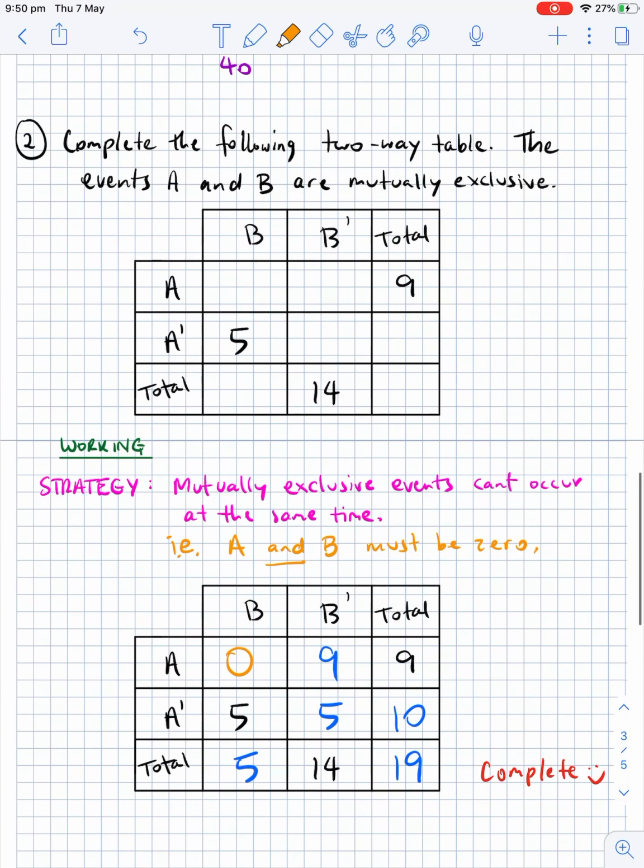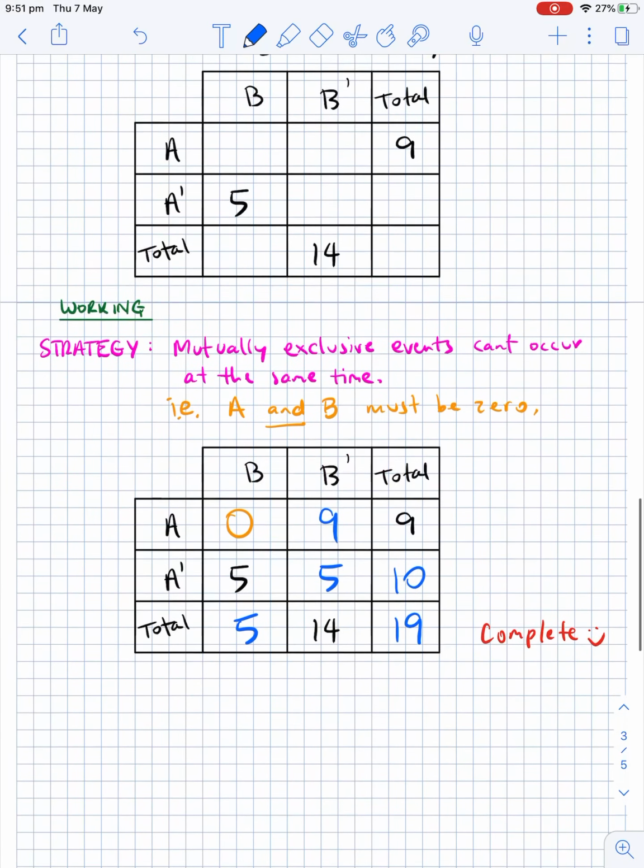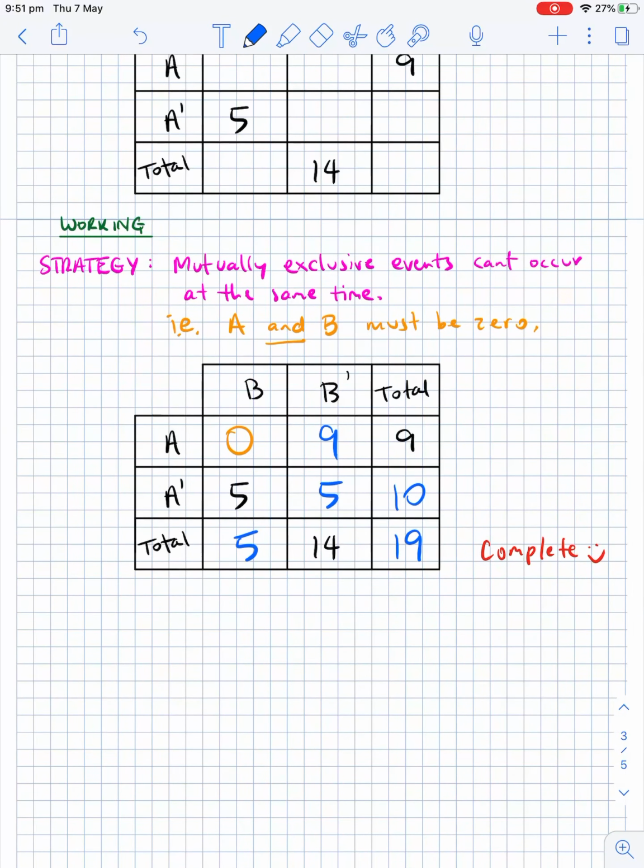So that's how we solve this. We can assume because it's mutually exclusive, A and B happening at the same time is 0. And because we know that's a 0 there, then that must be a 5. 5 and 14 makes 19. 19 and something makes 19, so that has to be a 10. 5 and 5 makes 10, and then 0 and 9 makes our 9. So you can use this to complete the table of values. So we end up getting something that looks like this, and that is done.